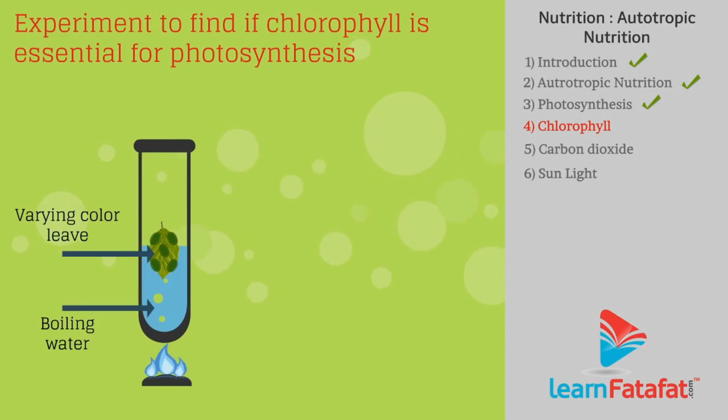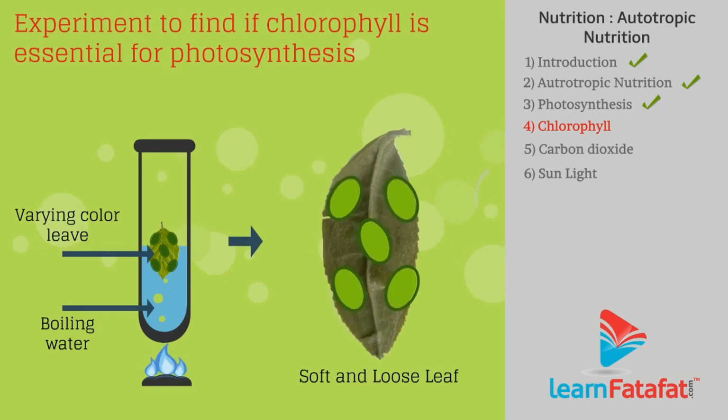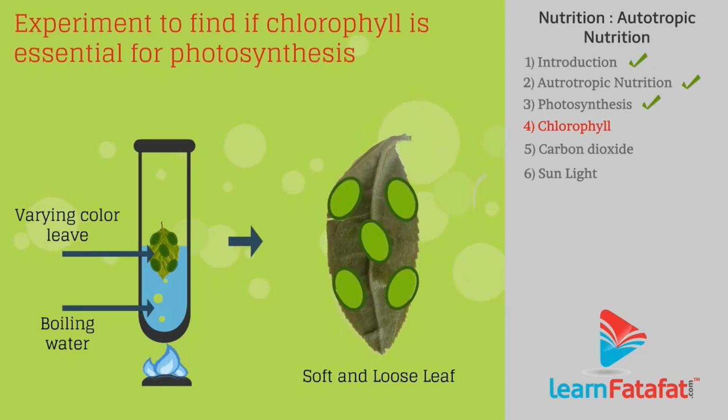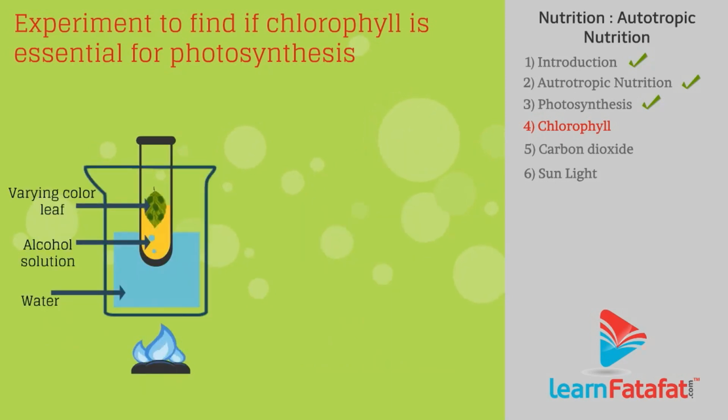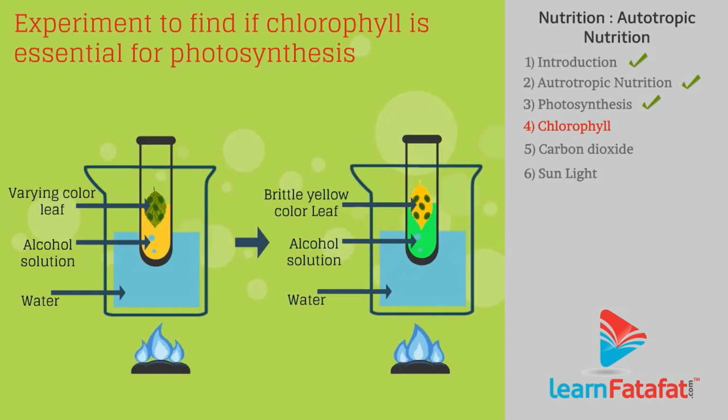Take a leaf of that plant which has varying color levels. Keep the leaf in boiling water for a few minutes, so the leaf becomes soft and loose. Immerse the leaf in alcohol and place the alcohol-containing beaker in a water bath and heat till the alcohol boils. The leaf becomes brittle and the color of the alcohol changes to pale green. The color of the leaf changes to pale yellow.